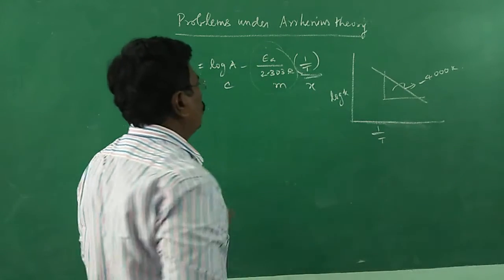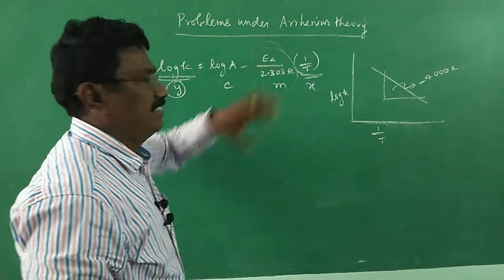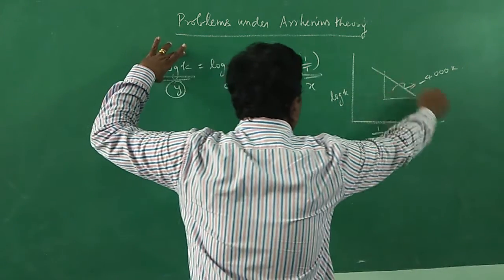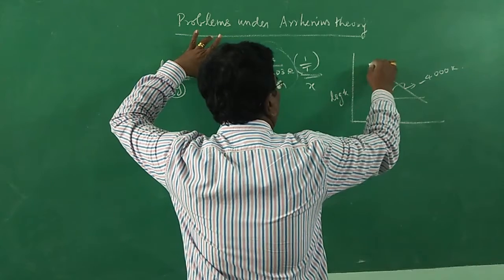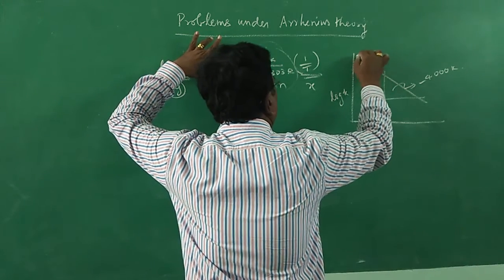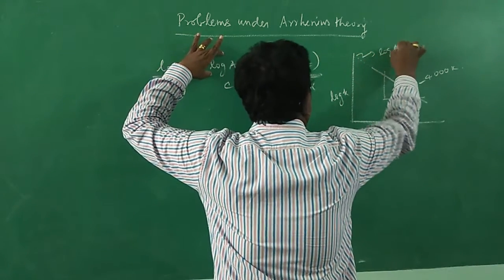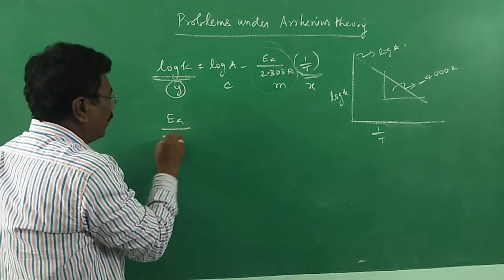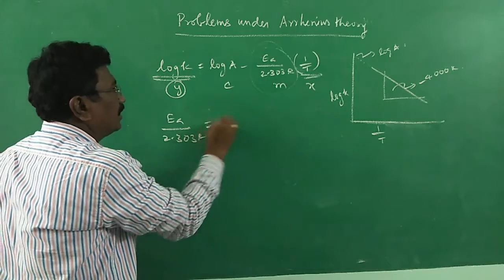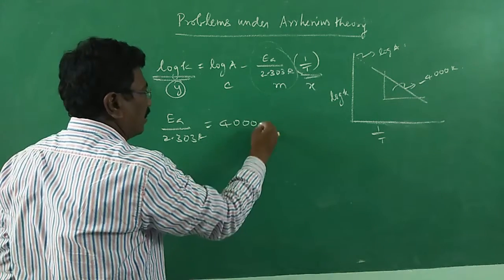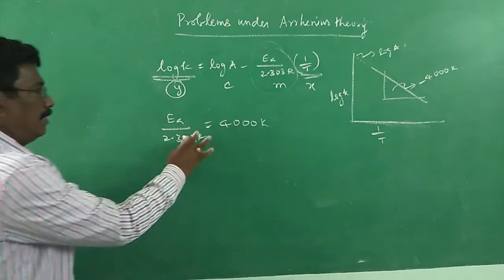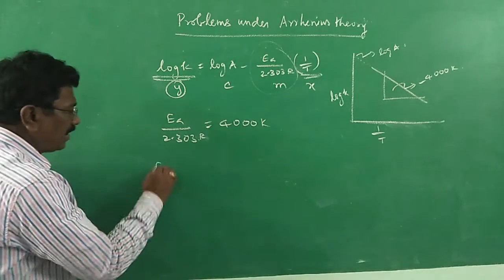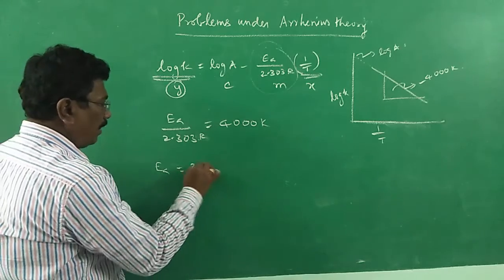You are asked to find out Ea, that's all. When we plot a graph taking log k against 1 by T, you will be getting a straight line with a negative slope, and when it meets the y-intercept, the value is log A. That you will be knowing very well. Now, Ea by 2.303 R is equal to 4000. I have cancelled out the minus sign in both the cases. Ea is asked: 2.303 into R.